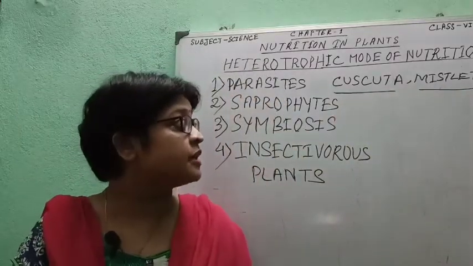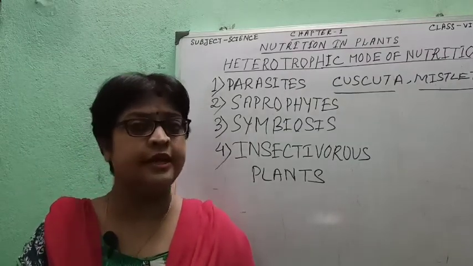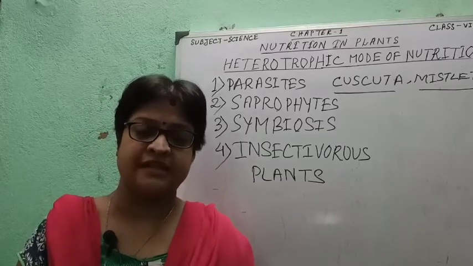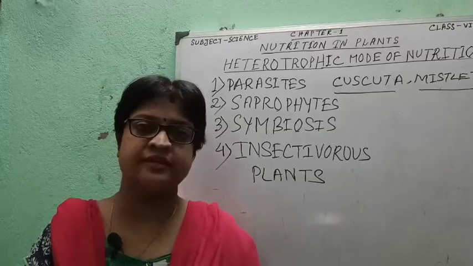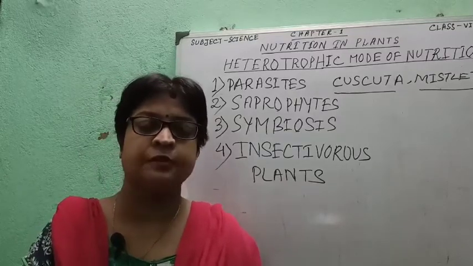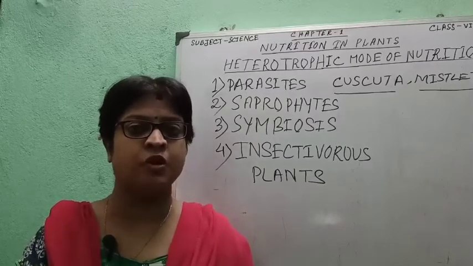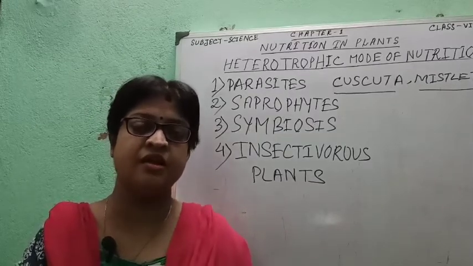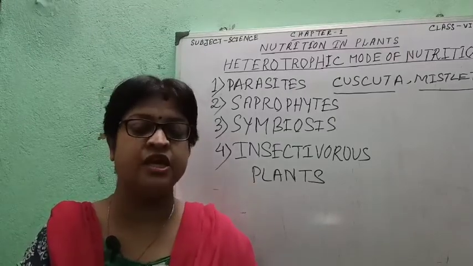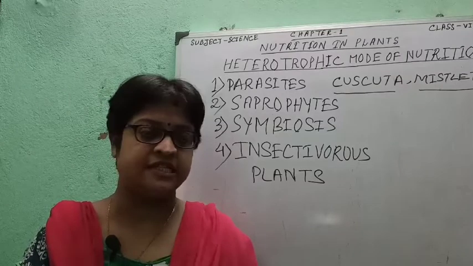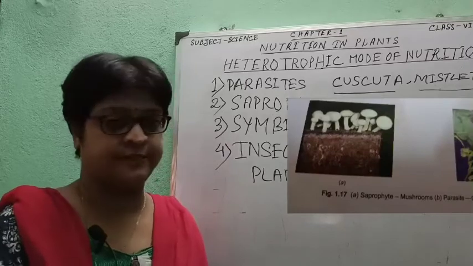Next, let's discuss mistletoe. Mistletoe is a partial parasite because mistletoe makes its own food due to the presence of chlorophyll, but it absorbs or receives its water and minerals from the host plant. And Cuscuta is a total parasite. So let's move on to saprophytes.